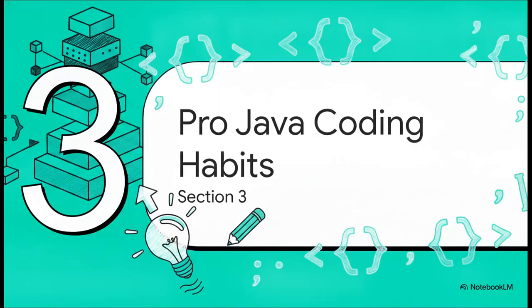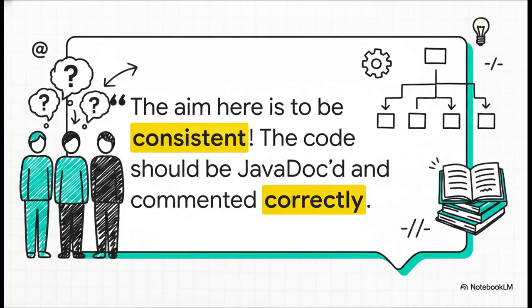Section 3, pro Java coding habits. Listen closely here, because writing code isn't just about giving cold, hard instructions to a machine. You are writing for other humans to read, and that definitely includes your future self. There's this great quote from the coding standards at BAE Systems Applied Intelligence, and it really hits the nail on the head. The aim here is to be consistent. Your code must be laid out clearly, because when a program is written well, it can be easily read and maintained by anyone, and trust me, that prevents massive headaches down the road.